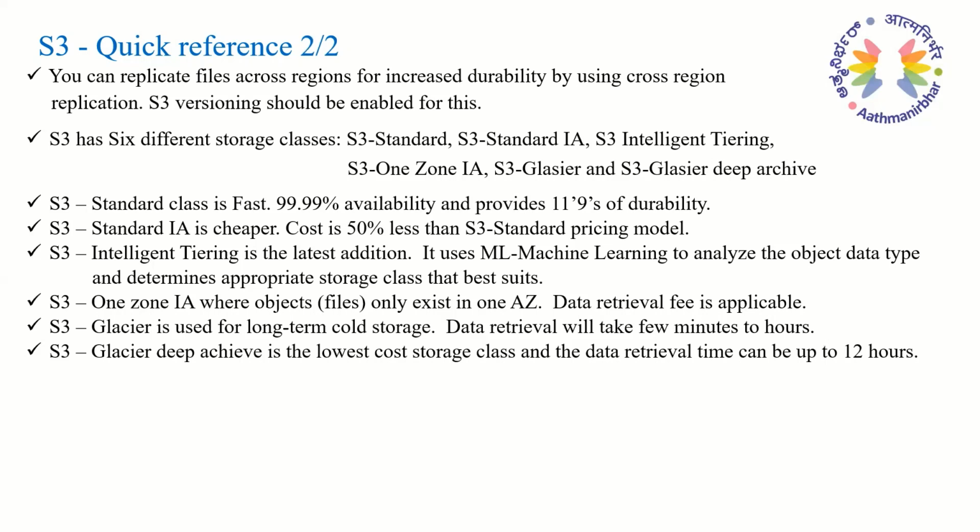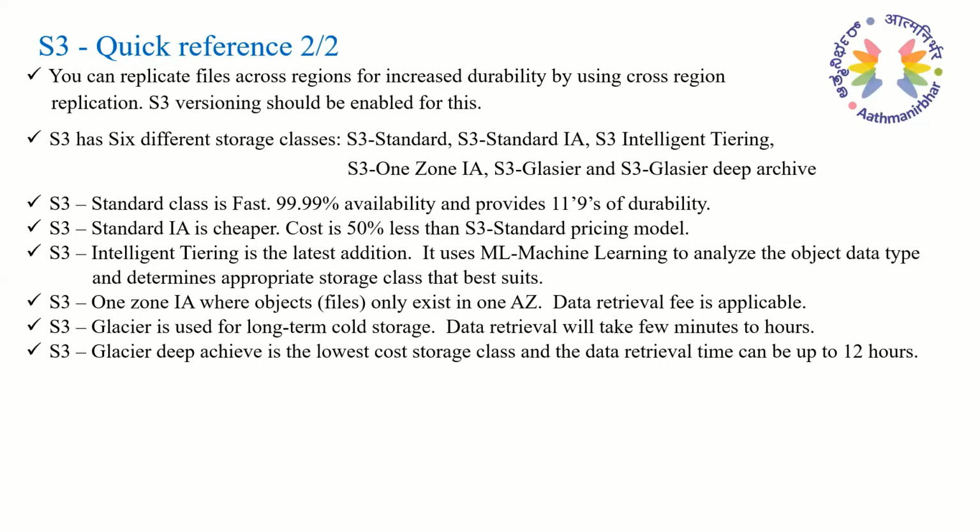S3 Intelligent-Tiering is the latest addition, launched close to 2 years ago. It uses machine learning to analyze the object data and determine the appropriate storage class that suits best. S3 One Zone IA is where objects or files only exist in one availability zone. The data retrieval fee is applicable for this storage class. At the same time, if that particular data center is having some issues, you lose the data.